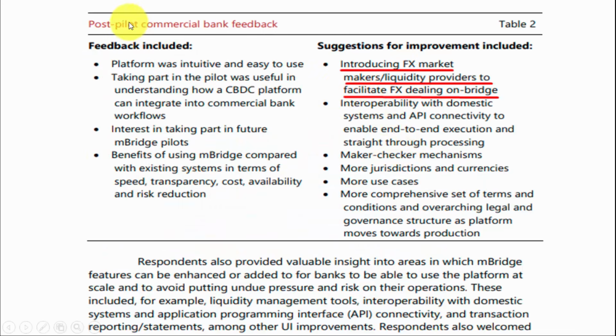Here's the feedback of the pilot. The platform was intuitive and easy to use. This is what they said in the post-pilot commercial bank feedback: taking part in the pilot was useful in understanding how a CBDC platform can integrate into commercial bank workflows, the benefits of using mBridge compared with existing systems, and so on. Now, here are some of the suggestions for improvements, and as I've mentioned, they wanted to introduce FX market makers and liquidity providers to facilitate FX dealing on bridge.